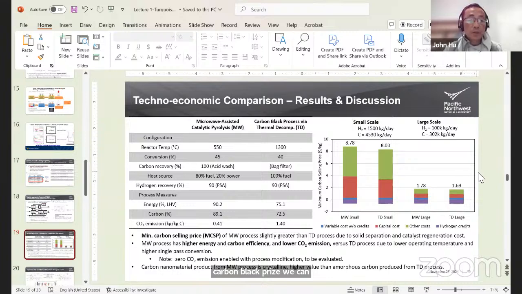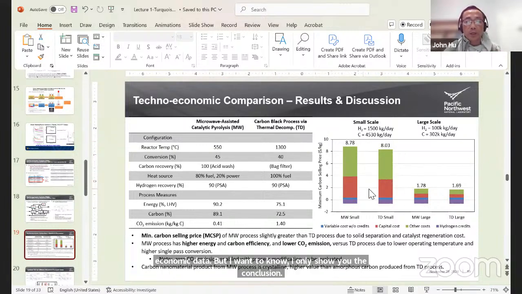So anyway, this is the economic outcome of the TEA analysis. Does anybody have any questions? If you have any questions, I can go through the detail. Otherwise, it's going to take me another hour to interpret this economic data, but I want to show you the conclusion. Do you have any questions on the techno-economic analysis?